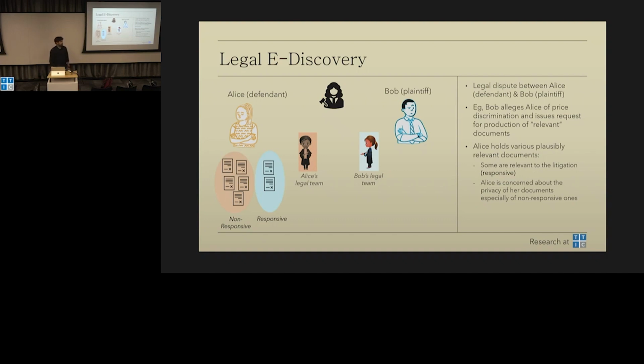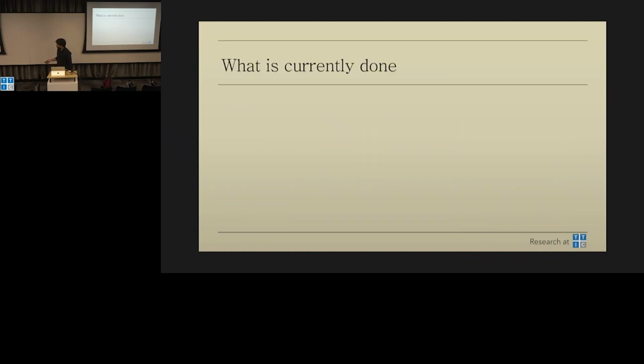And Alice is concerned about the privacy of her documents. She doesn't want to reveal unnecessary documents because that might contain sensitive information. On the other hand, she also has an incentive to hide some responsive documents if she fears they could lead her into trouble. So there is a tension here: Bob wants to learn all the responsive documents, but Alice wants to not reveal non-responsive documents, and perhaps if you just trust Alice blindly, she would even hide some responsive documents. So what is currently done in such a situation?